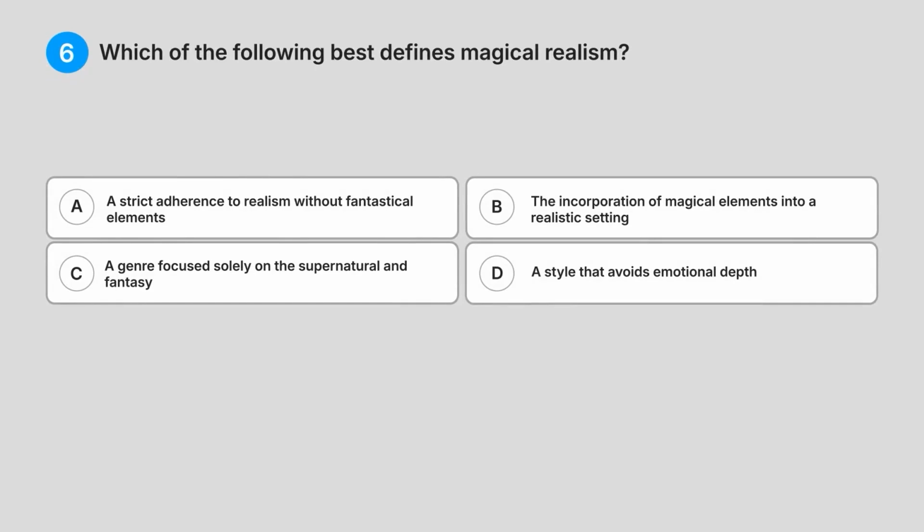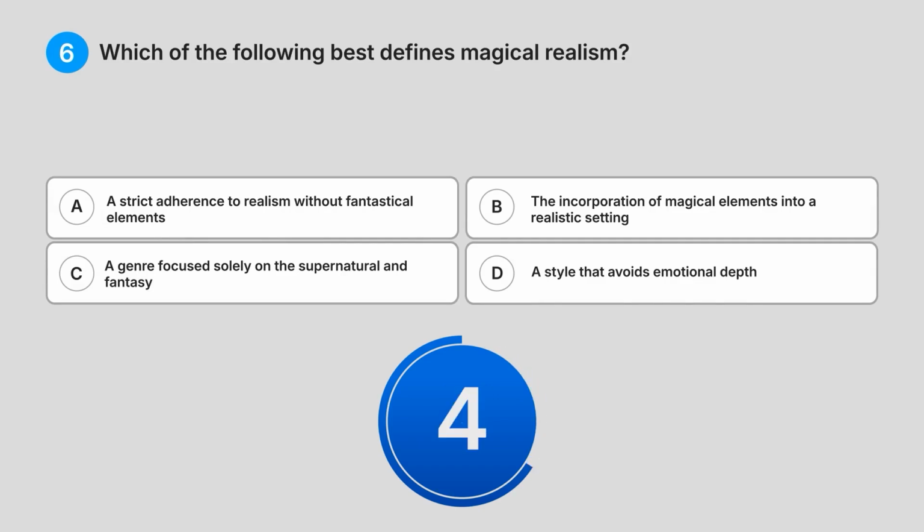6. Which of the following best defines magical realism? A. A strict adherence to realism without fantastical elements. B. The incorporation of magical elements into a realistic setting. C. A genre focused solely on the supernatural and fantasy. D. A style that avoids emotional depth. Can you guess the answer?